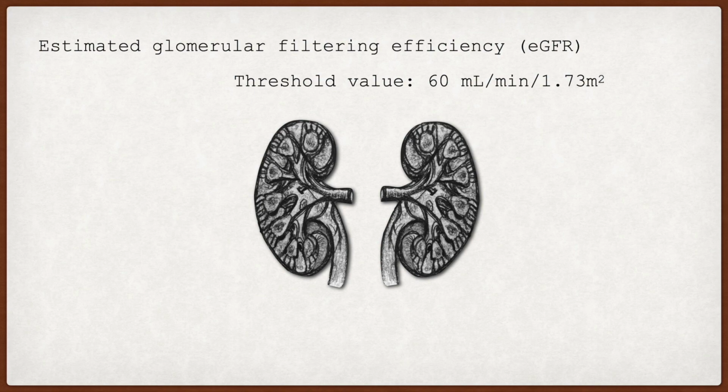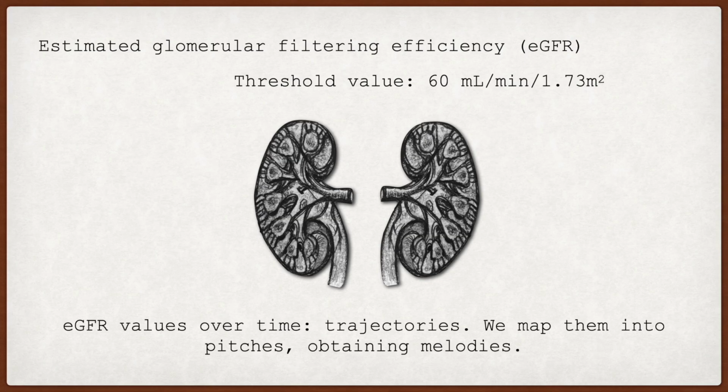The threshold value is this one. Values of eGFR below 60 characterize damage, a reduction in kidney efficiency. Values below 15 milliliters per minute per 1.73 square meters indicate kidney failure.